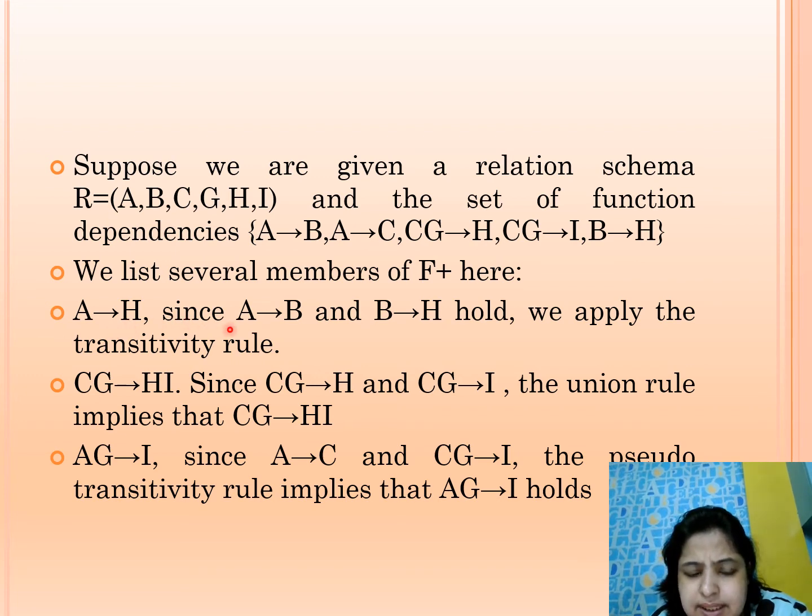We can do it since A determines B and B determines H, so the transitivity rule applies. CG determines HI: since CG determines H and CG determines I, the union rule implies CG determines HI, right? Next is AG determines I. Since A determines C and CG determines I, the pseudo-transitivity rule implies that AG determines I holds, right? So when we apply these rules we can use them and understand, right?